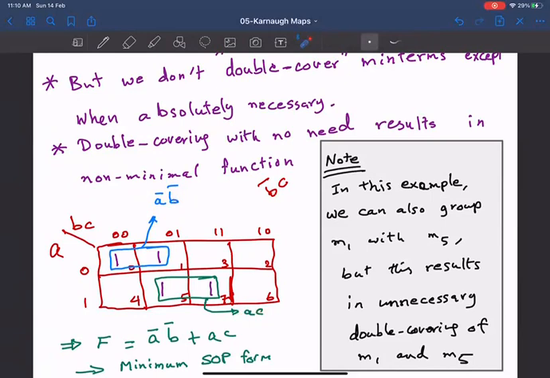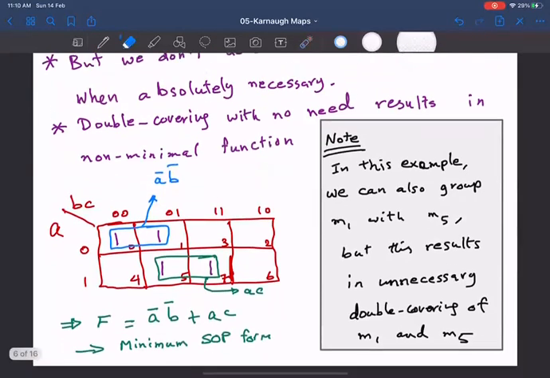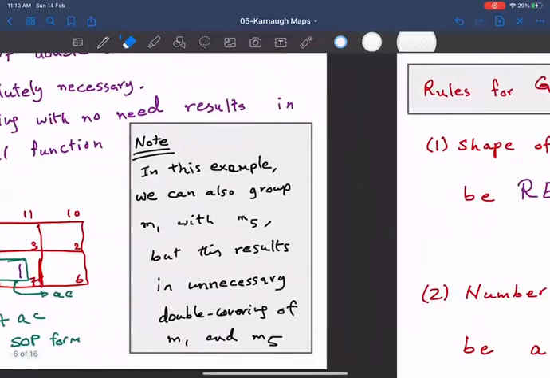And we learned when we studied the consensus theorem that the consensus term is redundant, and we don't have to use it. So again, this is just a proof of the consensus theorem using K-maps. All right, so we don't need this. Let's move on unless you have a question.